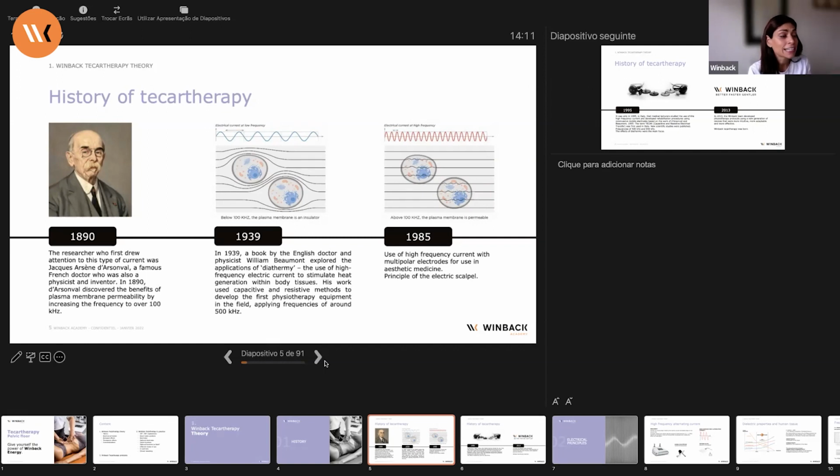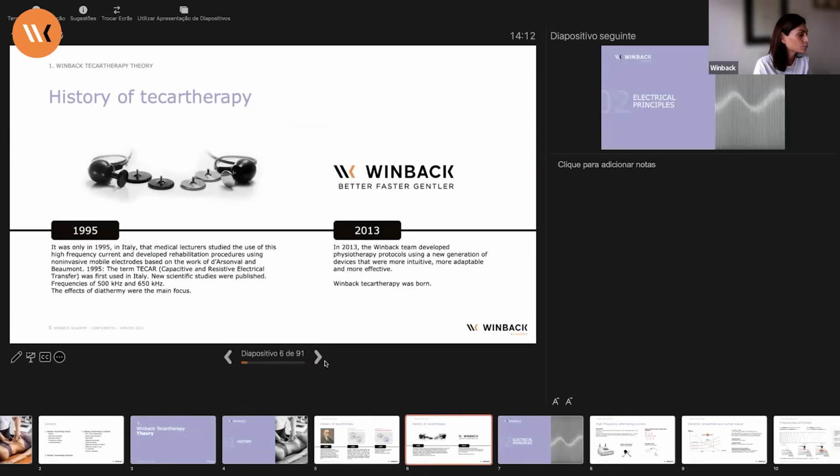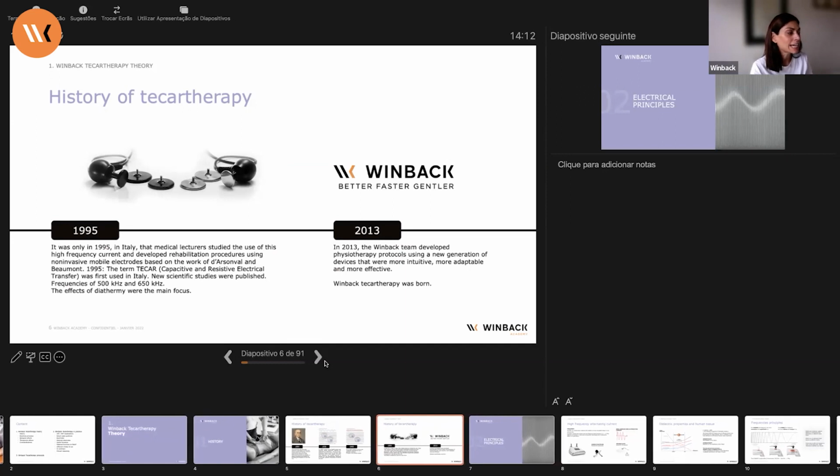In 1985, the use of high frequency current with multipolar electrodes was first used in aesthetic medicine. It was the principle of the electrical scalpel and started being used in medicine. It was only in 1995 that medical studies started on the use of high frequency current and the development of rehabilitation procedures using non-invasive mobile electrodes.